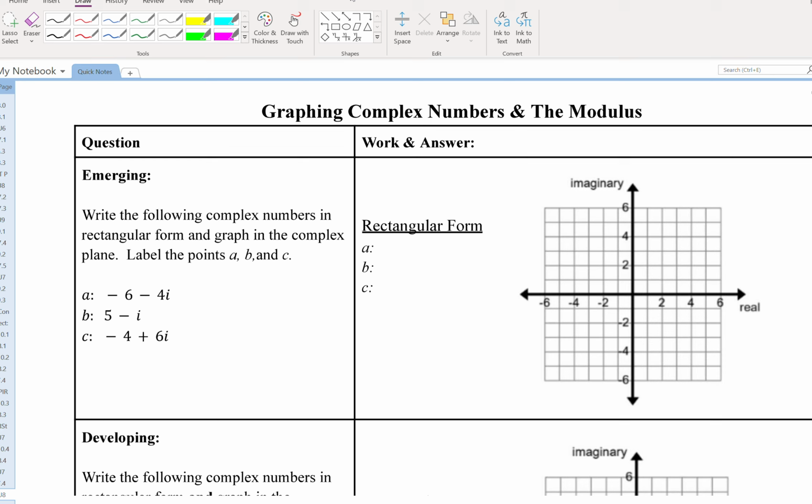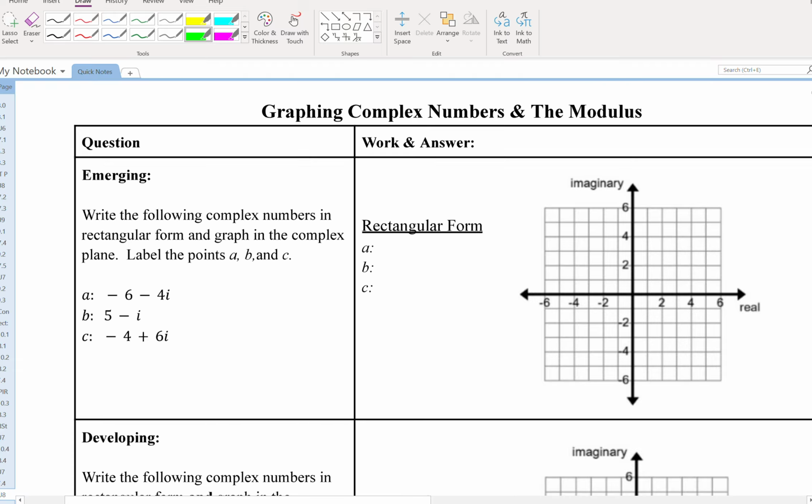Welcome. This is a quick video on how to graph complex numbers and the modulus. This first question says here, write the following complex numbers in rectangular form and graph in the complex plane. Label the points A, B, and C.